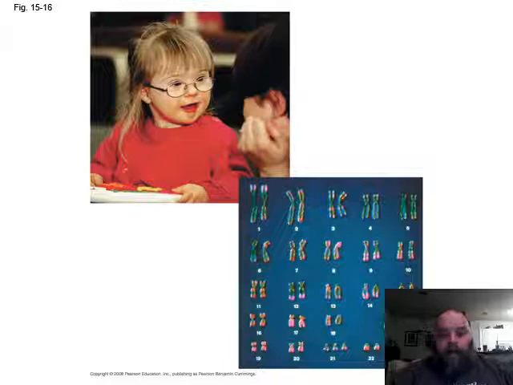And when you look, it's right here. Three chromosome 21s.